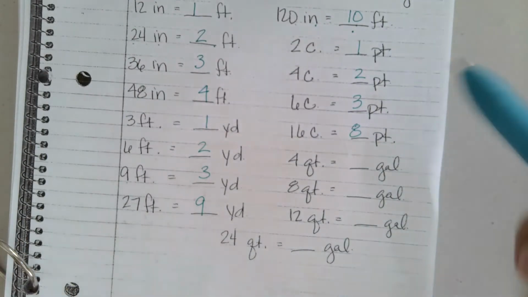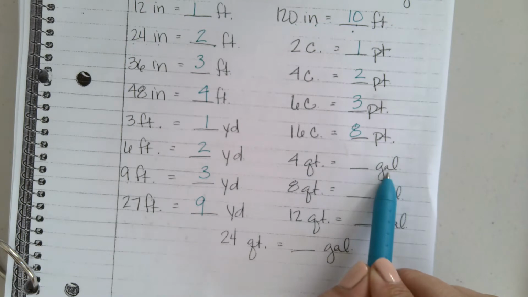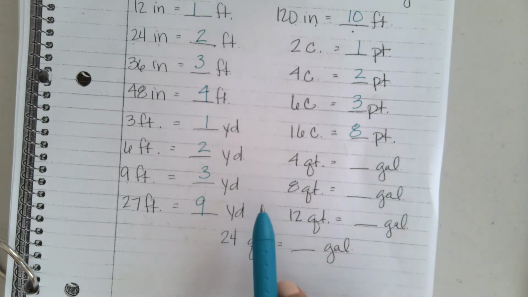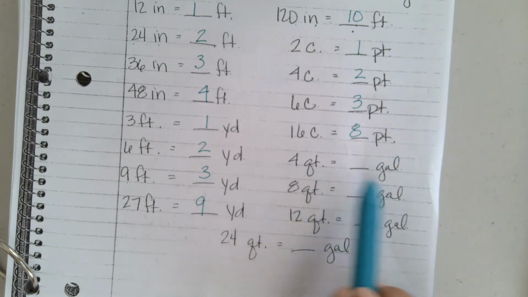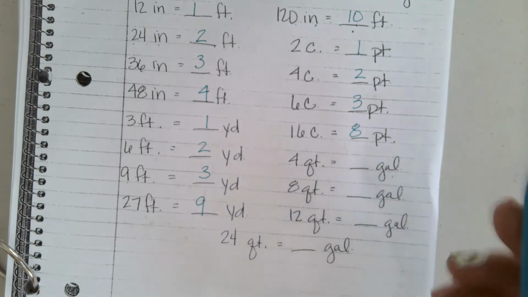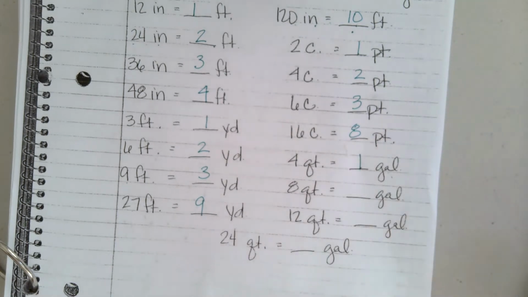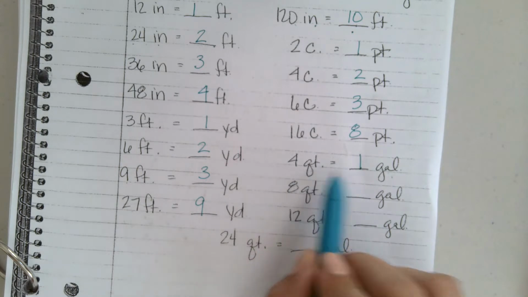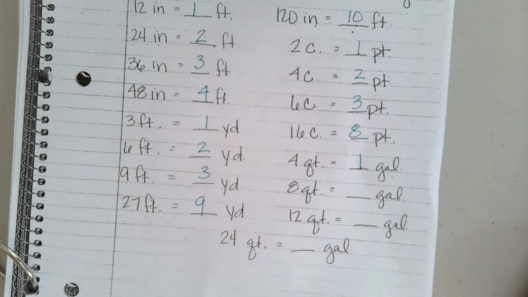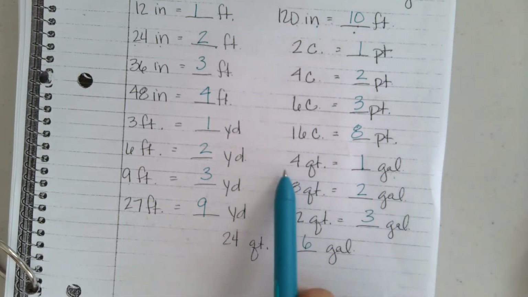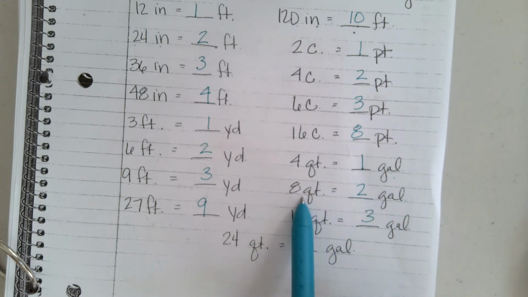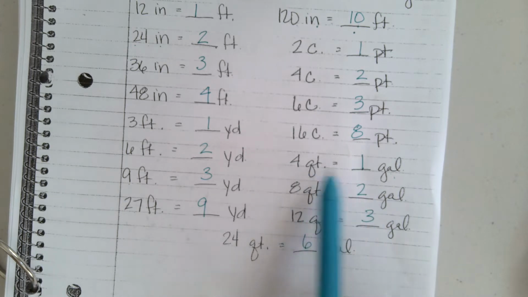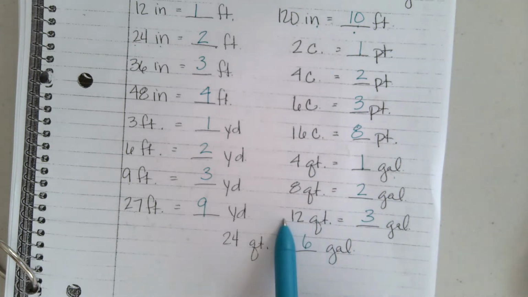Our last bit here are quarts to gallons. Remember, we were going gallons to quarts last time. So there are 4 quarts and how many gallons? 1 gallon. So 4 divide 4 is 1. Go ahead and finish. Come back and check your work. All right, 4 quarts, 1 gallon. 8 quarts, 2 gallons. 12 quarts, 3 gallons. 24 quarts, 6 gallons. So it's 4 divide 4, 8 divide 4, 12 divide 4, 24 divide 4.